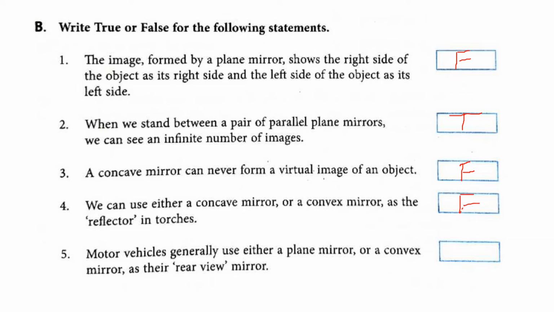Then coming to the fifth one: motor vehicles generally use either a plane mirror or a convex mirror as their rear view mirror. Why are we using rear view mirrors? Because we want to see the traffic coming from behind, a lorry, a bus, a scooter or some persons. We want to see smaller images so that we can identify which vehicle is coming and from which side. We can know all those things when the image is smaller.